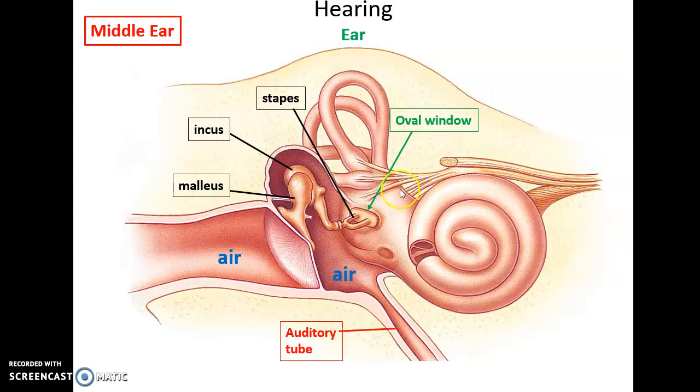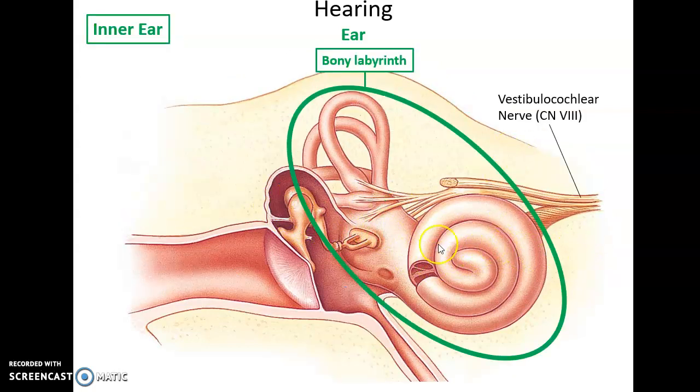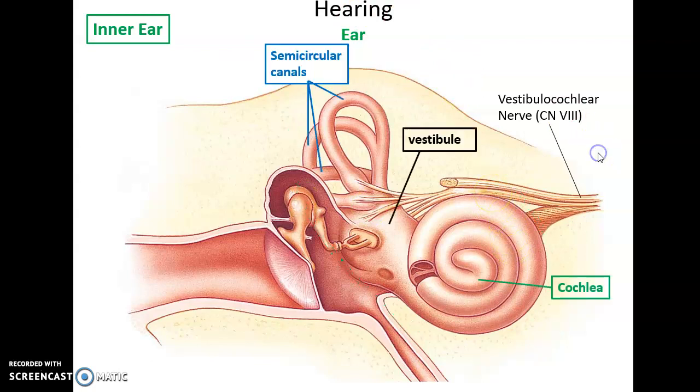Here's just that cartoon again with those model bones being detailed. This area here is the inner ear. It is a bony structure, so it is called the bony labyrinth. Coming off the bony labyrinth is the vestibulocochlear nerve that carries the signals of hearing and equilibrium to the brain.